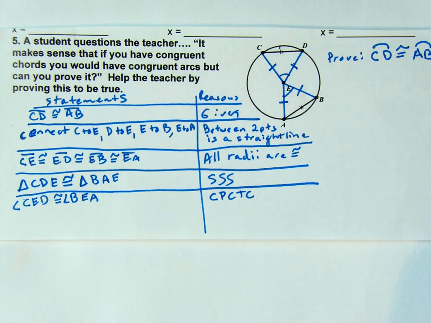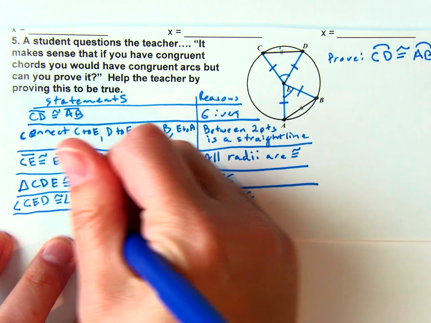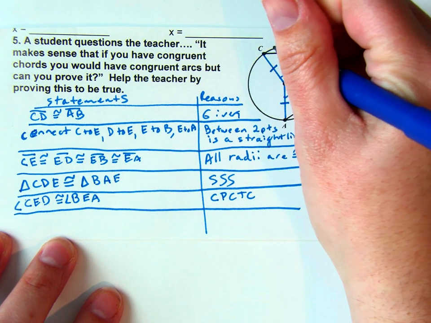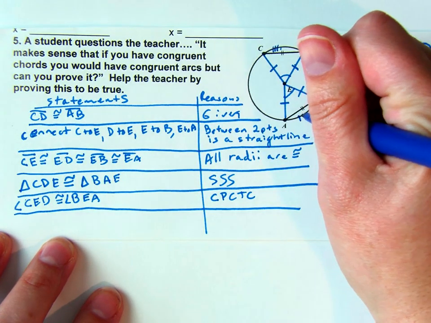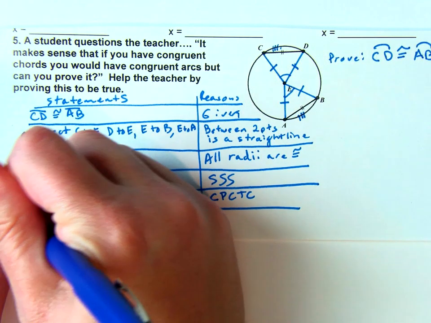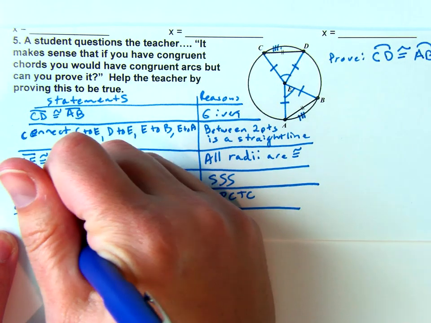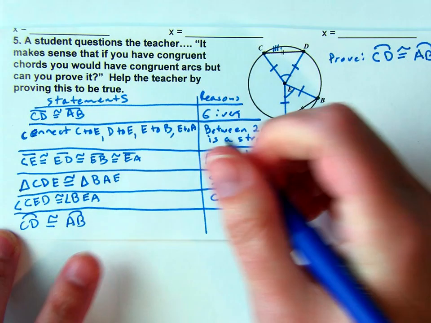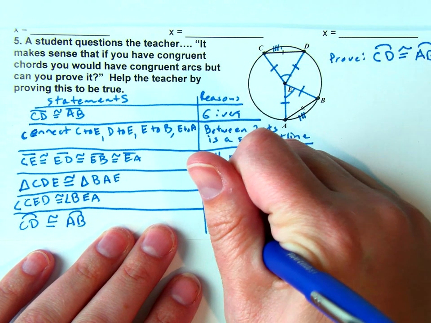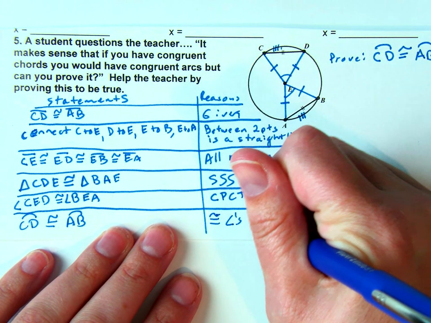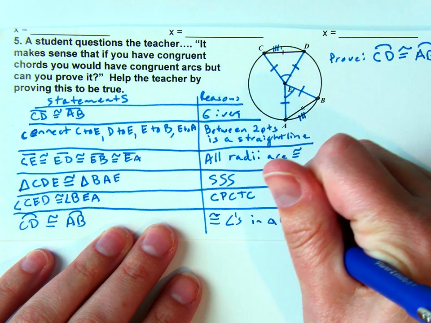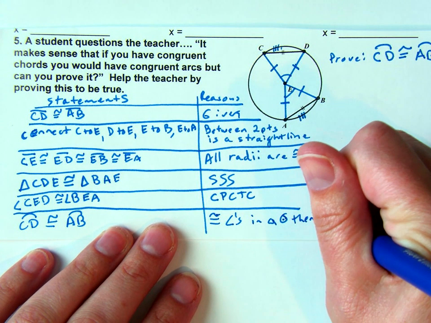And now we have a theorem that says if we have congruent angles, the chords that are, not the chords, the arcs that are created are also congruent. So arc CD is congruent to arc AB. Okay. Congruent angles in a circle, then arcs.